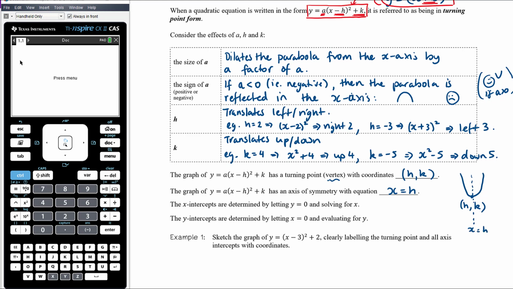X-intercepts are determined by letting y equal 0, same as for every other kind of graph, and the y-intercepts are determined by letting x equal 0 and evaluating for y, same as any other kind of graph. Okay, so we want to put all that together and start being able to sketch graphs of parabolas when they're given to us in turning point form.